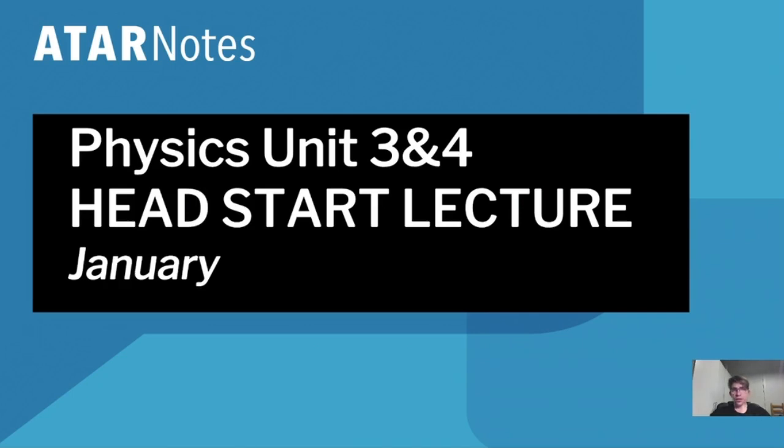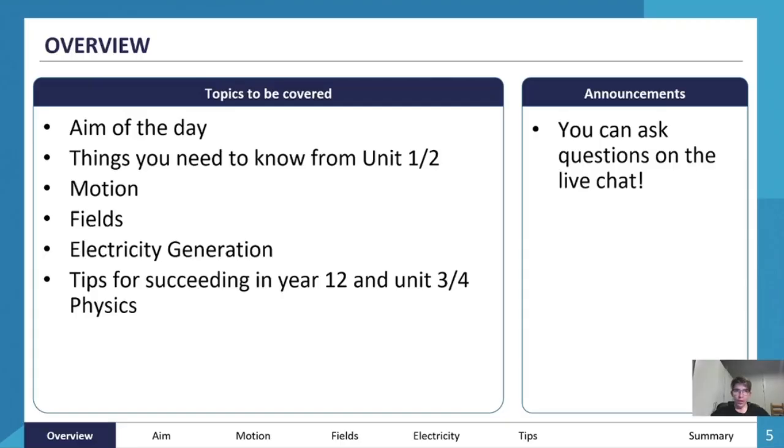So this is a head start lecture for Physics 3.4, and we are going to cover a lot of things, but primarily we are going to go through the things that you need to know from units 1 and 2. Then we're going to go through the topic of motion, fields, electricity generation, which is part of what you learned the first half of the year.